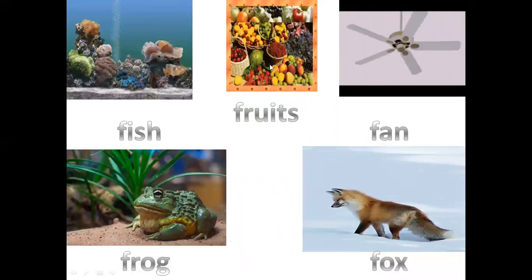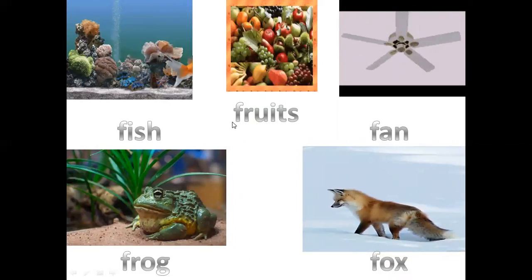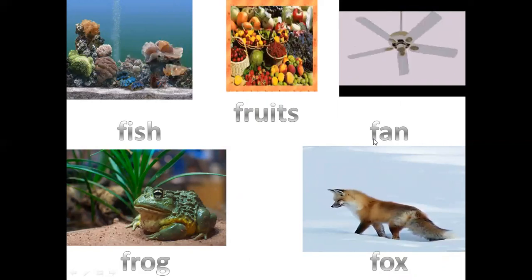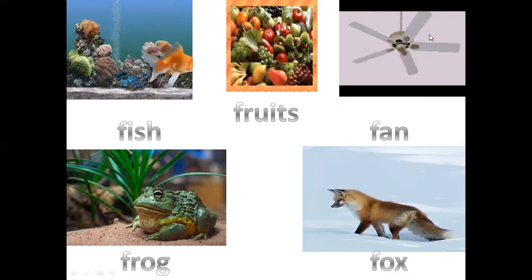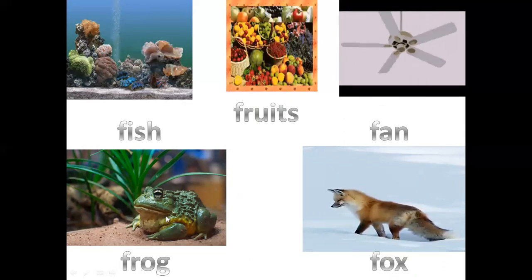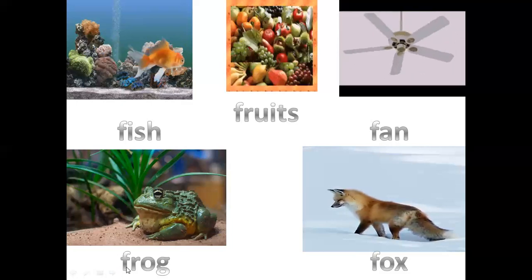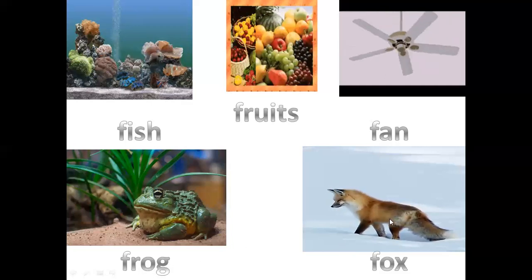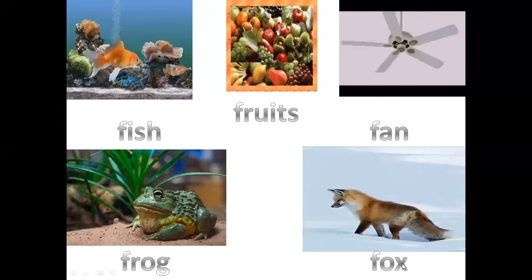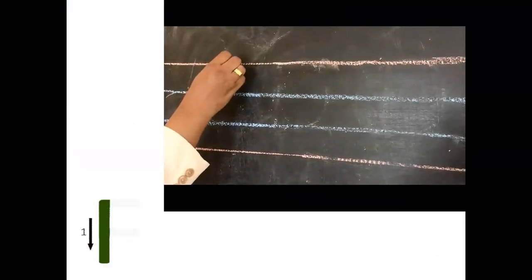What are these? Fruits. F, fruits. What is the first letter here? F again. So F, fan. And what is this? This is a frog. F, frog. Now look at this. F, fox.